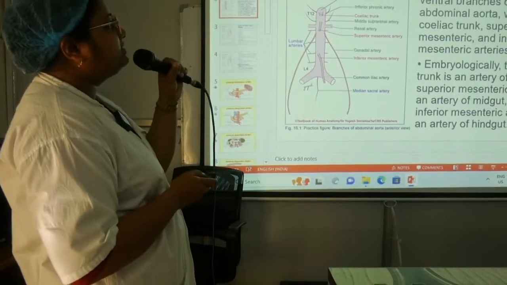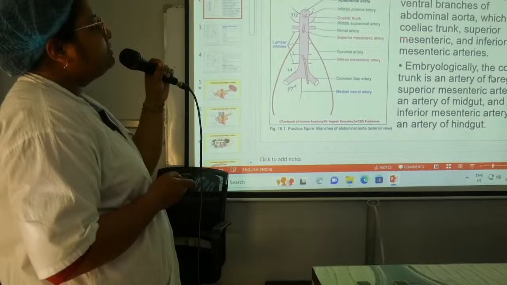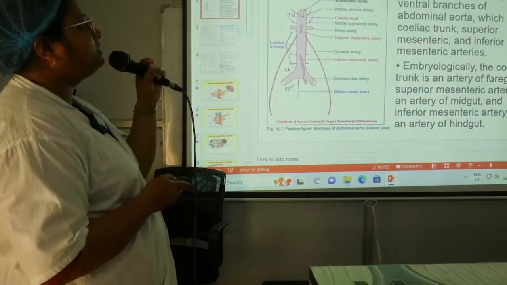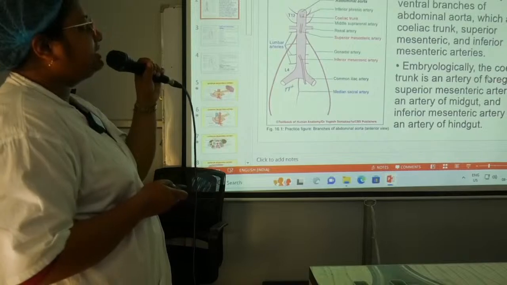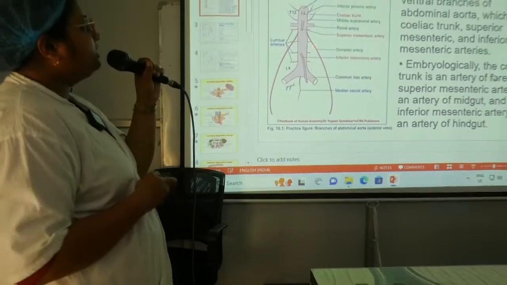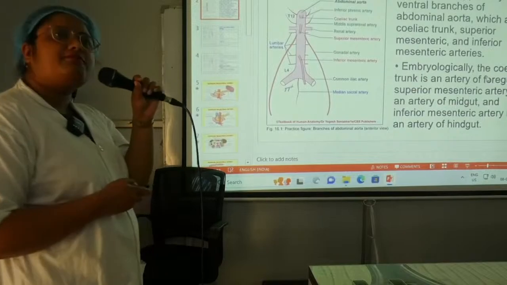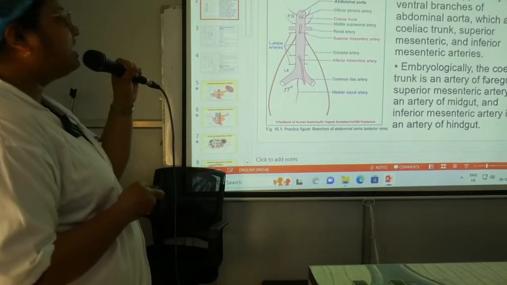So the gut is supplied by 3 ventral branches of the abdominal aorta, which are the celiac trunk, superior mesenteric and inferior mesenteric arteries. Embryologically, the celiac trunk is the artery of the foregut, the superior mesenteric artery is the artery of the midgut, and the inferior mesenteric artery is the artery of the hindgut.